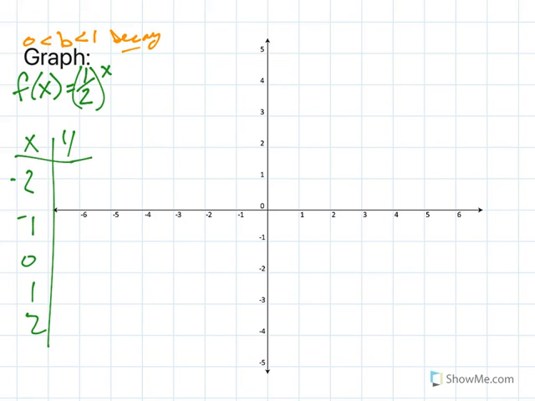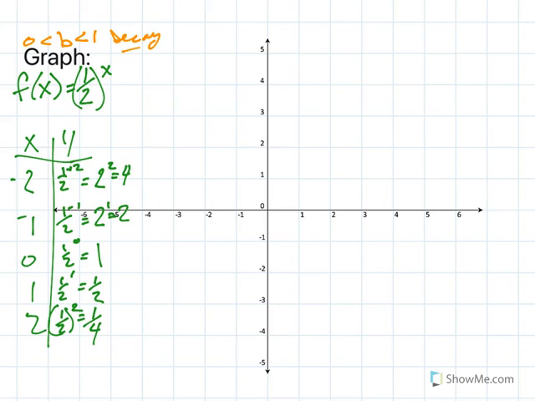So when I have 1/2 to the -2 power, well, a negative exponent flips it over to make it 2 squared, which is 4. So 1/2 to the -1 flips it over and makes it 2 to the first, which is 2. And then I have 1/2 to the 0, and anything to the 0 power is 1. 1/2 to the first is 1/2, and 1/2 squared is 1/4.